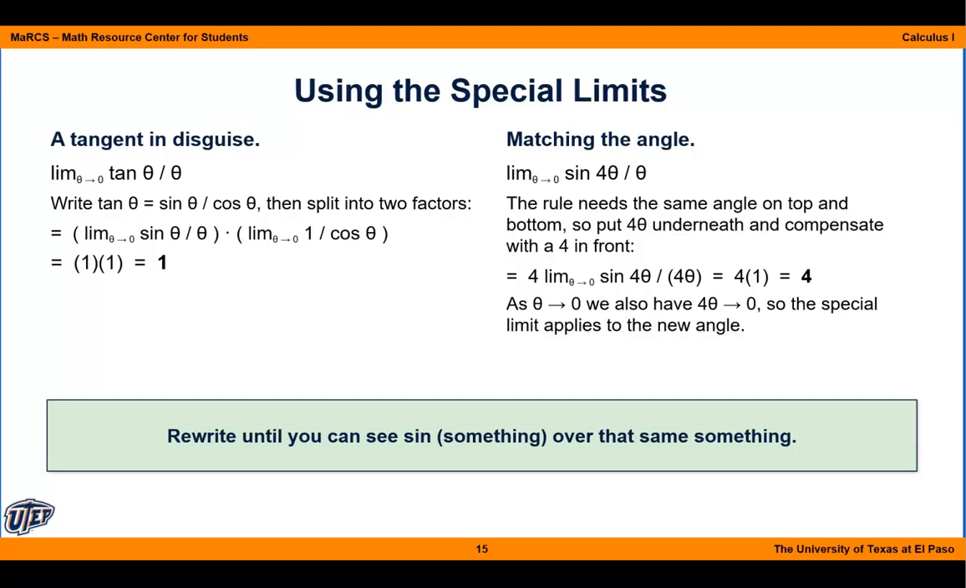In the example on the right, the angle in the numerator is 4 theta, but the denominator is only theta. The special limit requires the same angle in both places. To create the needed form, place 4 theta in the denominator and compensate with a factor of 4 in front. As theta approaches 0, 4 theta also approaches 0. The special limit then gives 1, and the remaining factor produces a final answer of 4. The strategy is to rewrite the expression until you can recognize sine of an angle divided by the same angle.